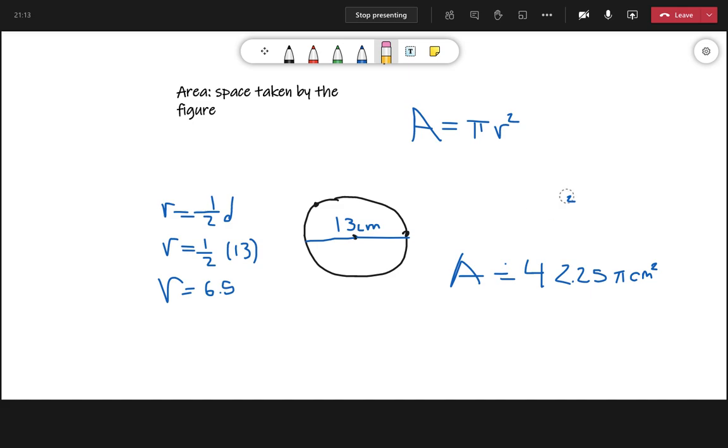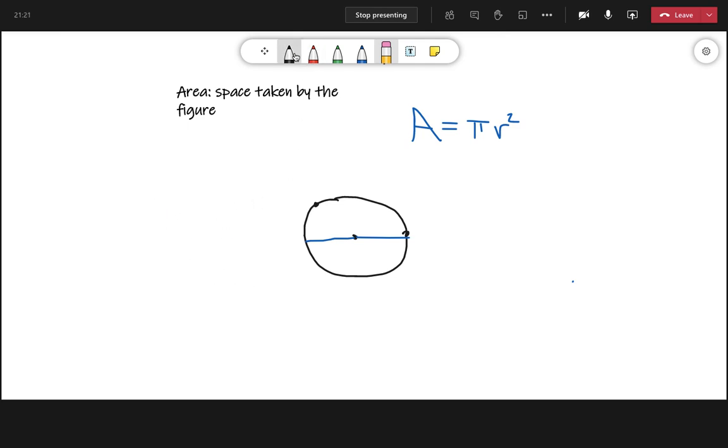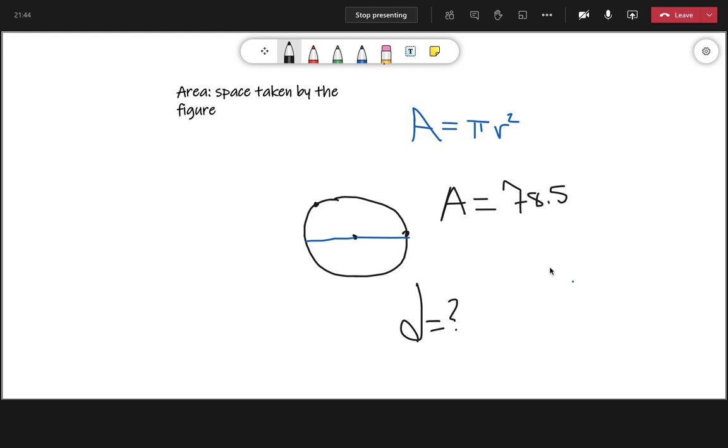Let's do, when given the area, let's find the diameter. So we need to figure out what the diameter is. Given the area, let's say our area is equal to, I don't know, 78.5. Yeah, that sounds right? So the area is going to be 78.5 millimeters squared. This is an approximate answer. We're going to have to work on this question.